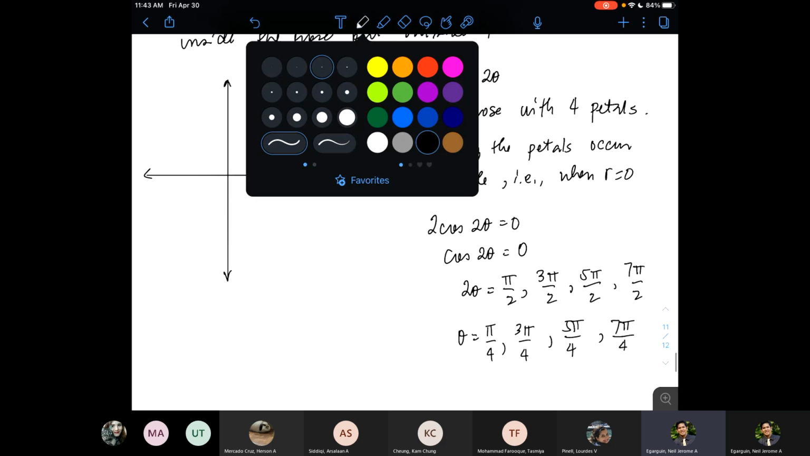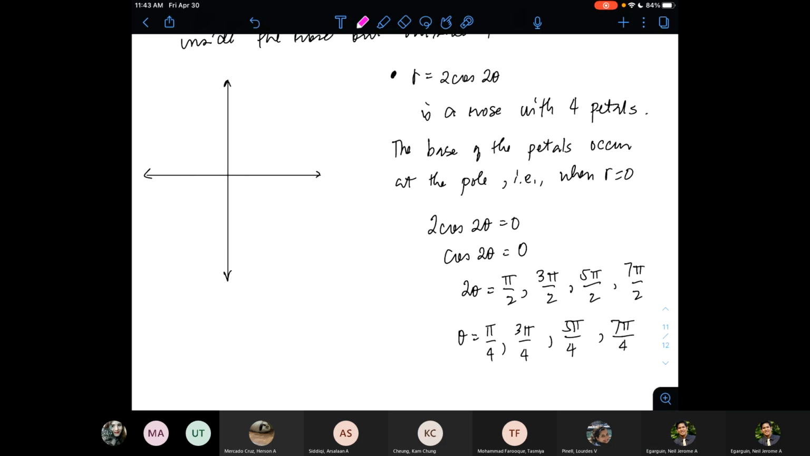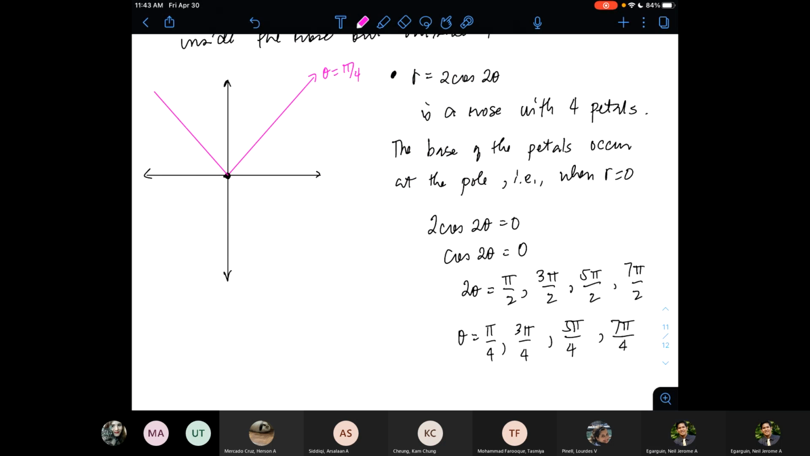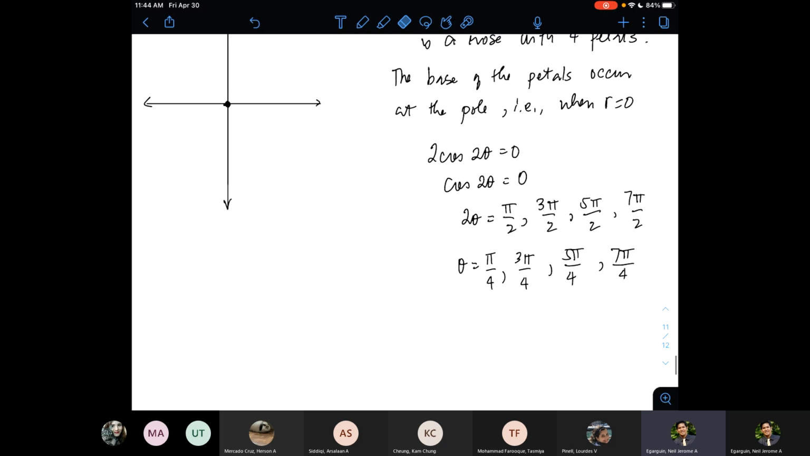So for instance, at pi over 4, if this is theta equals pi over 4, we know that the point would be at the pole, right? At theta equals 3 pi over 4, which is here, will also be at the pole. At 5 pi over 4, the point would be at the pole, as well as 7 pi over 4. All right. So maybe I don't need this here, just to illustrate the point. So you will be at the pole for those theta values.